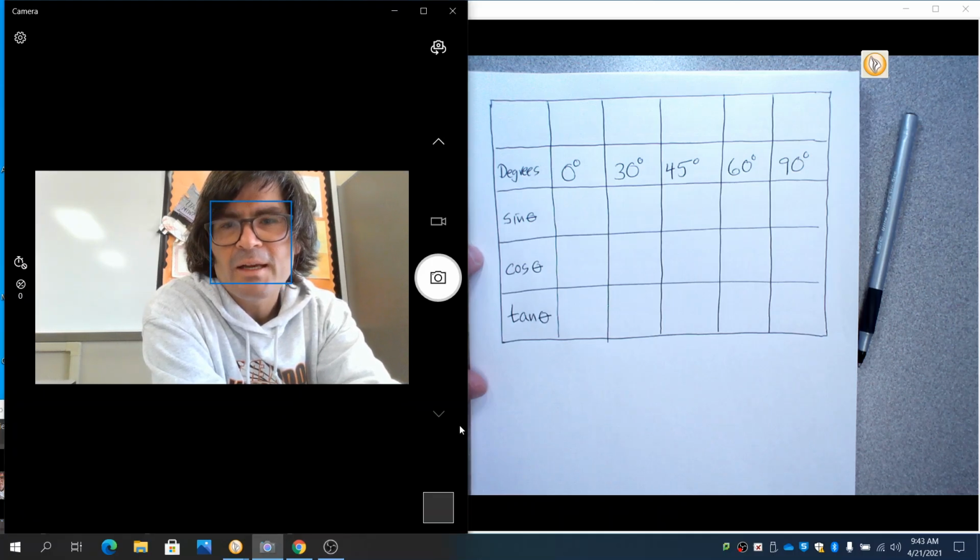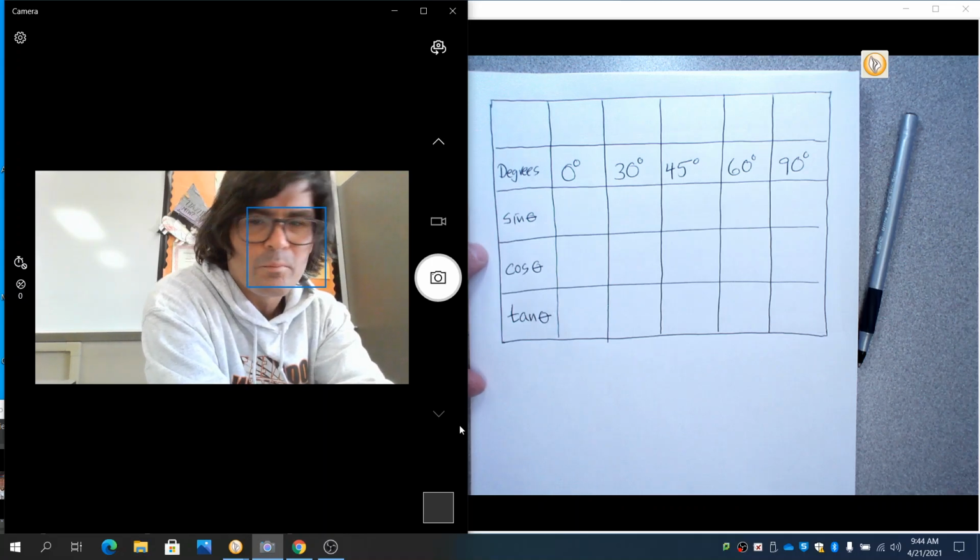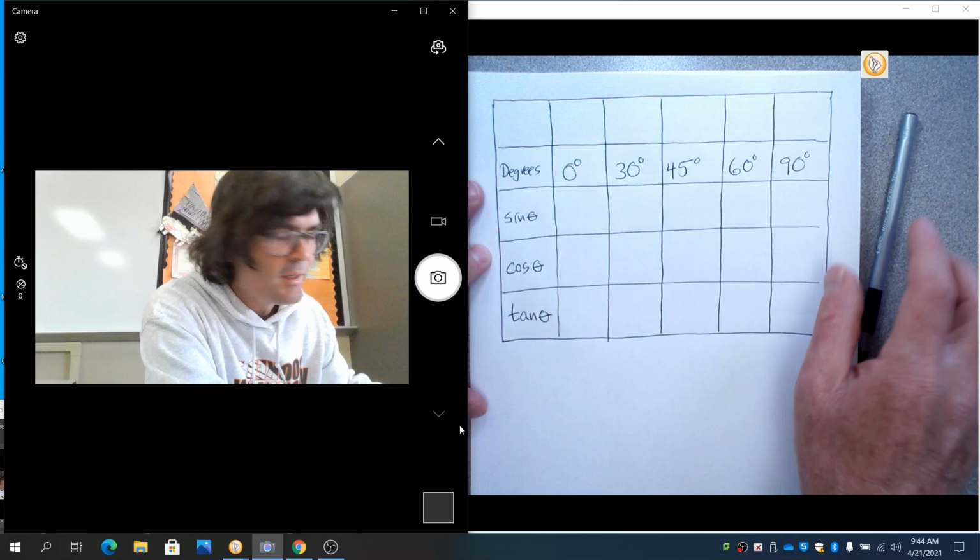Hi everybody, here today to work on the unit circle. This is a topic I've had a lot of comments and questions about, so I'm here to just burn through this and hopefully get you a square.